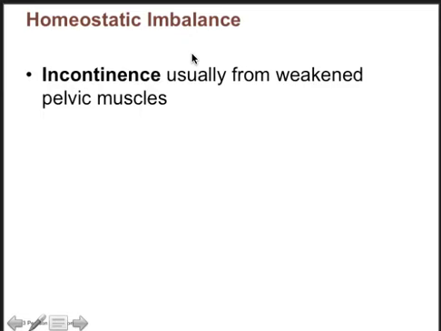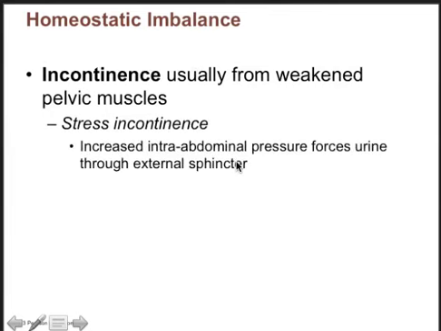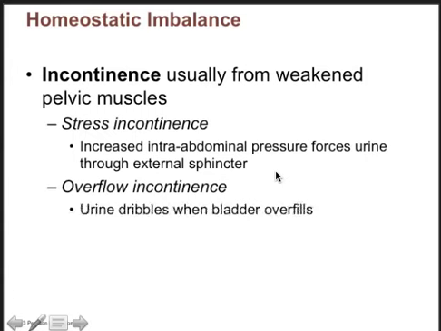Incontinence usually comes as a result of weakened pelvic muscles. In stress incontinence, we have increased intra-abdominal pressure that can force the urine through the external sphincter, even though we attempt to voluntarily keep it closed. In overflow incontinence, the urine dribbles when the bladder overfills.